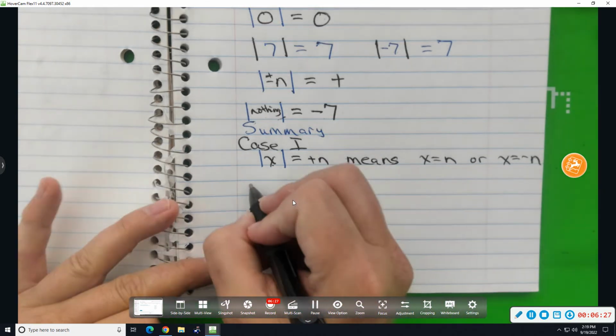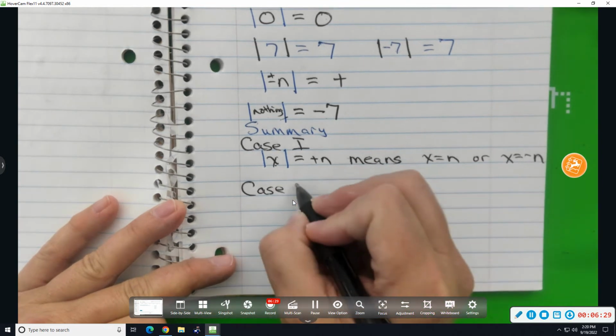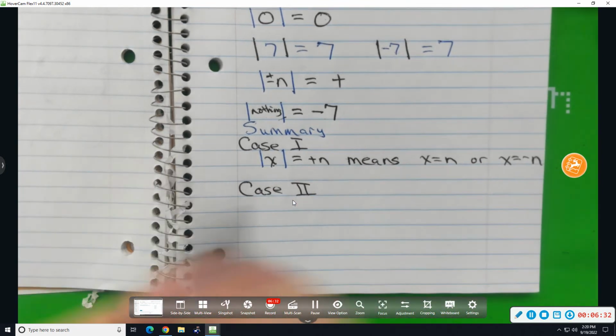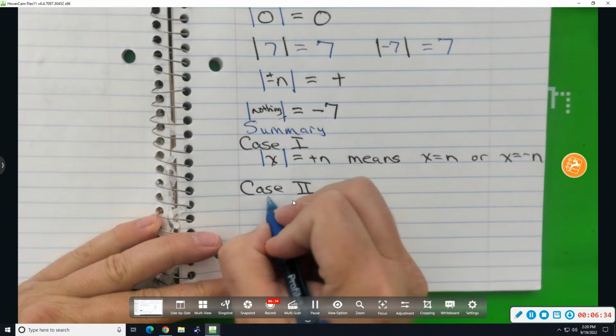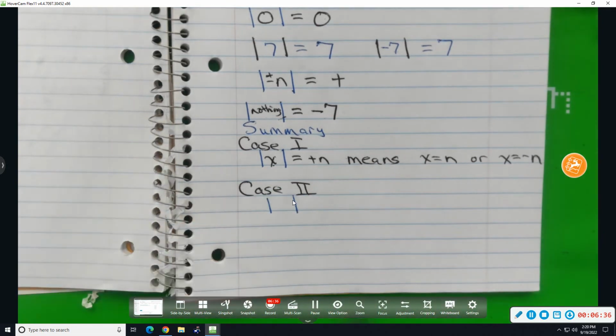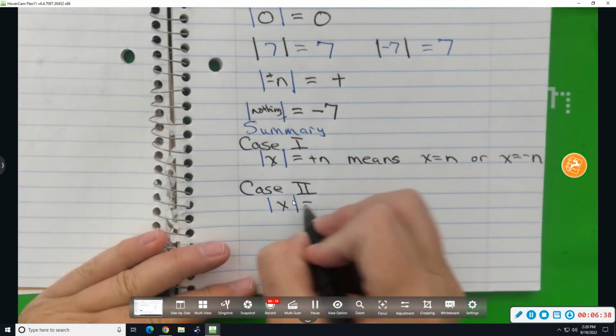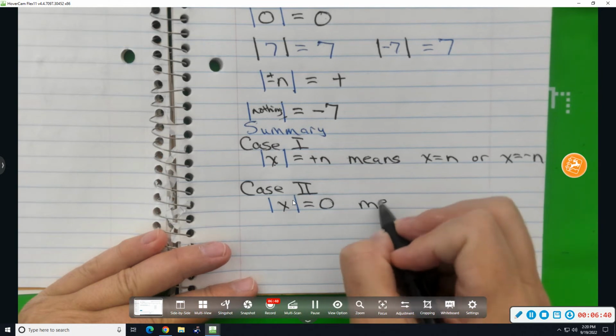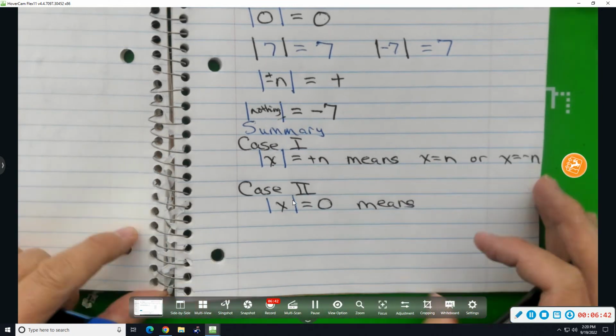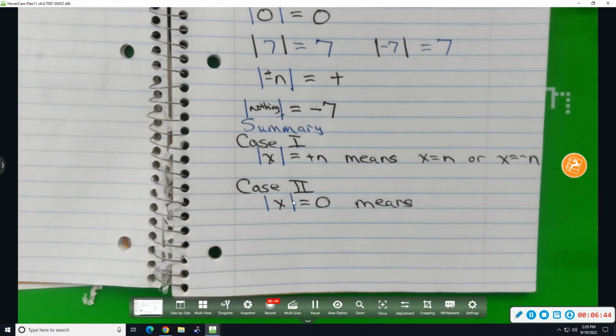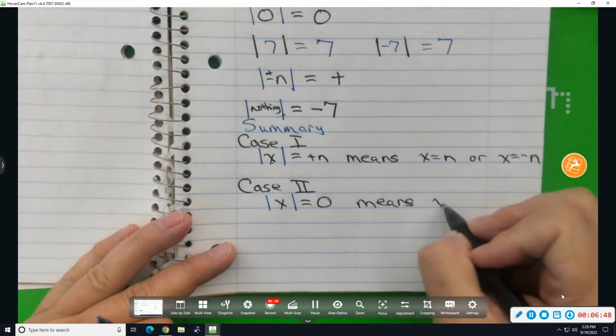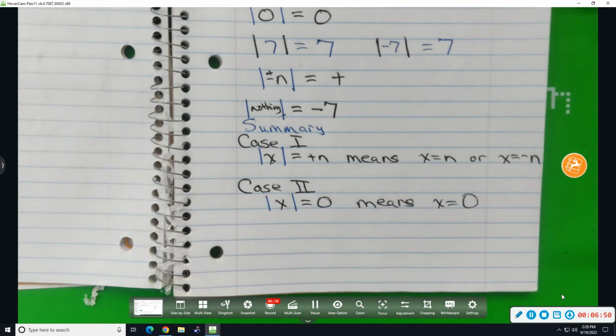Case number 2. If you have an absolute value equaling 0, what's the only thing you can take the absolute value of and get 0? 0. That means that x is equal to 0. I don't know that that even pops up in this assignment.